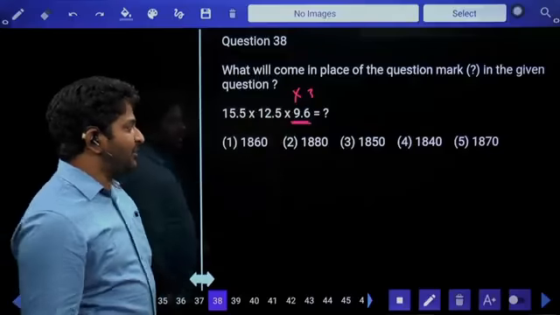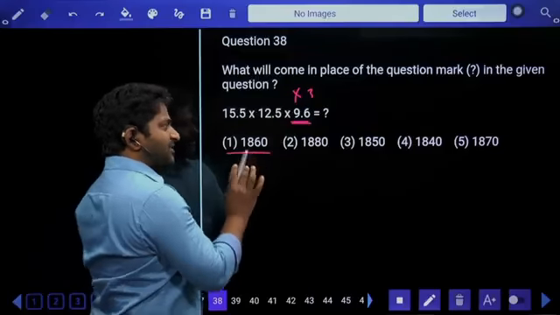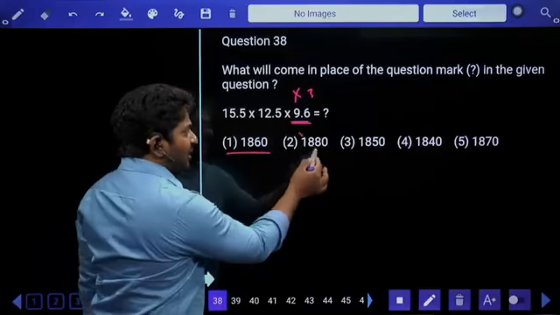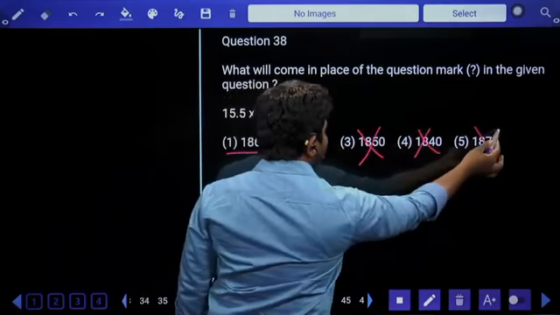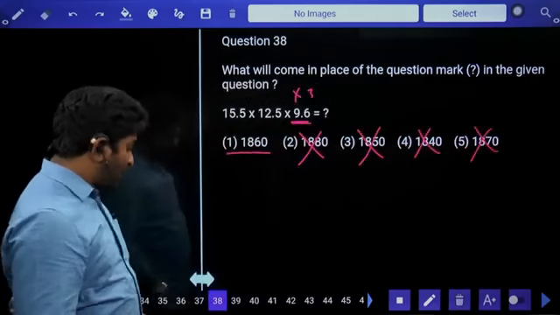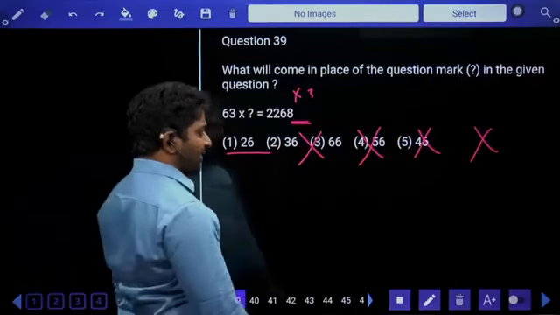And here we have 3 multiplications. This is a multiple of 3, this may be your answer, hold it. This is not a multiple of 3, this is not a multiple of 3, this is not a multiple of 3, this is not a multiple of 3. There is only one multiple of 3. Even with that logic we can identify the answer.